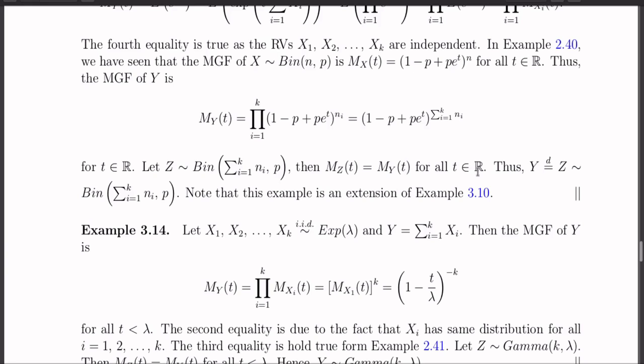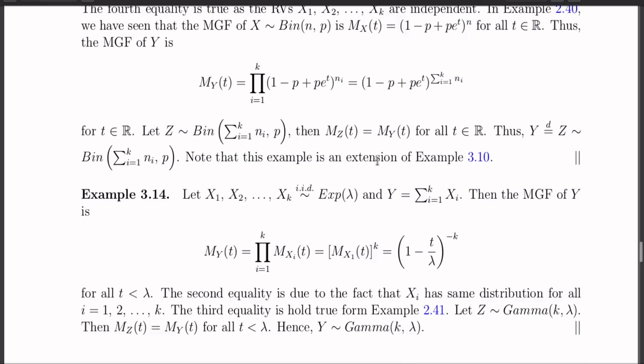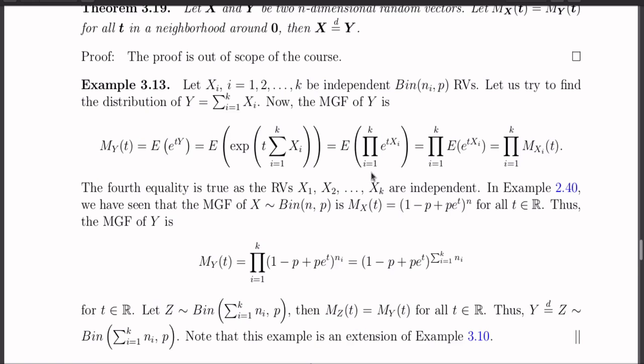So that implies that the distribution of Y and the distribution of Z are the same, and because the distribution of Z is this one, the distribution of Y is also binomial summation ni, p. Okay, clear? So I hope this example is fine. Again, our idea is basically the same as what we have used in the case of a single random variable.